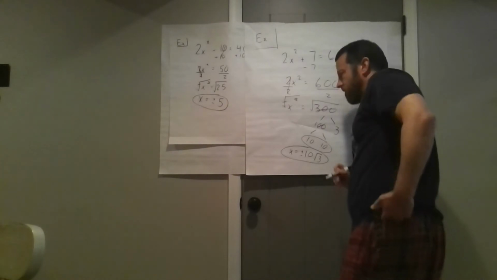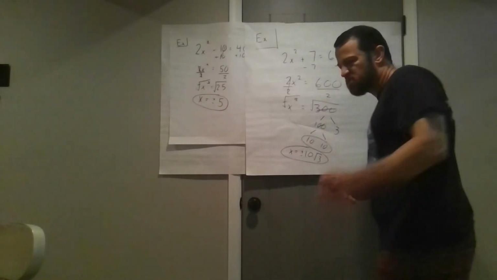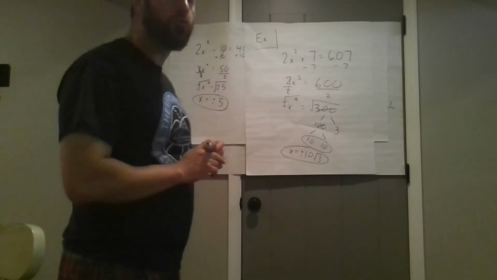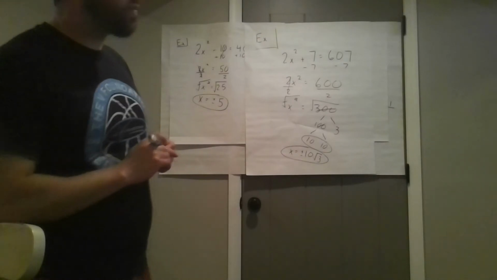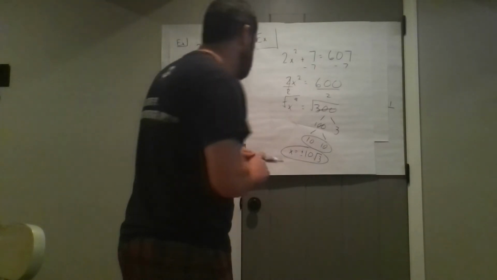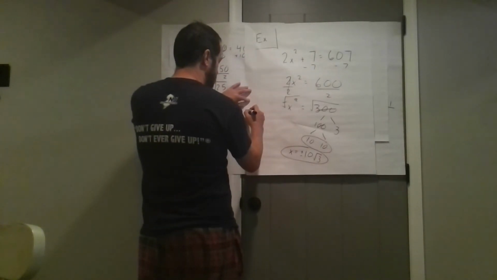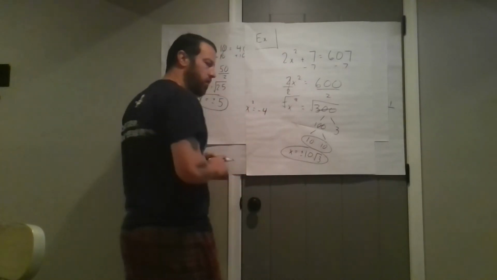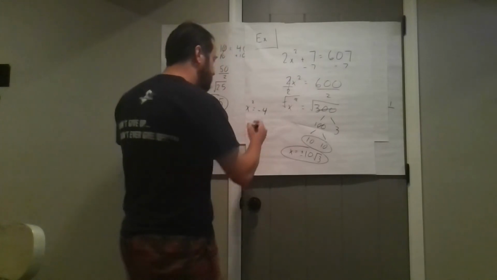All right, just something to note. If you try to take the square root of a negative number, that is what's called a non-real answer, and we're not doing that in this course. So if you see something like x squared equals negative 4, that's going to be no solution.